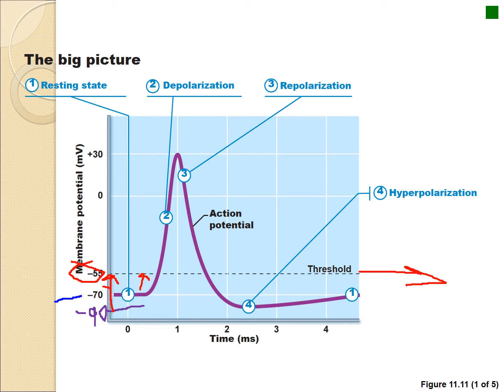-65 resting, and that means it only takes 10 millivolts difference. So that cell is what we call easily excitable. So in your body, you have cells that are easily excitable, very excitable. And this is called a graded response.